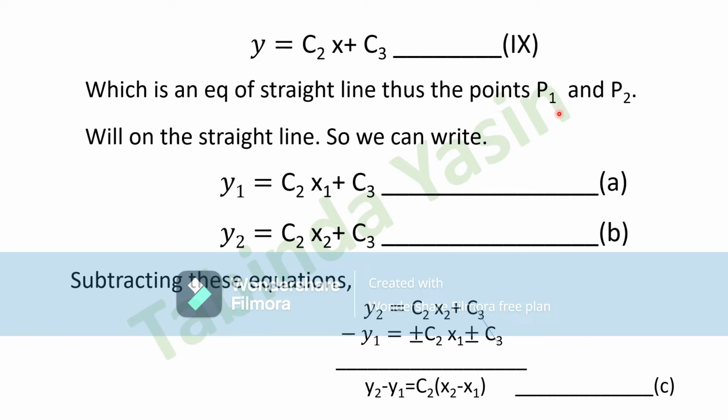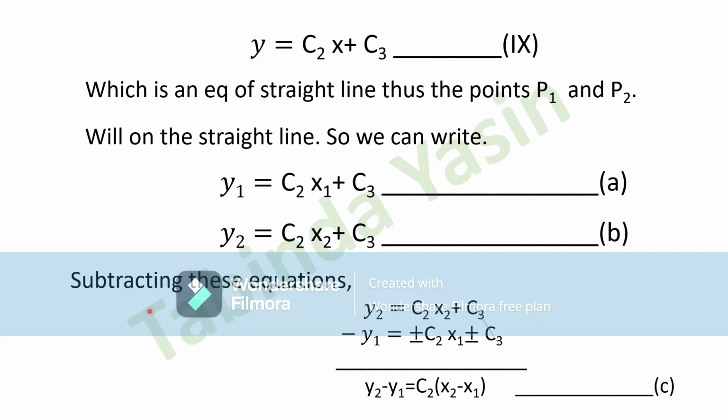Thus the points P1 and P2 will all be on the straight line. So we can write y1 is equal to C2 x1 plus C3. They are the 2 points on the straight line, 1 and 2. So we are going to write 2 line equations. The second point will be y2 is equal to C2 x2 plus C3, giving equation A for y1 and y2 giving equation number small b.